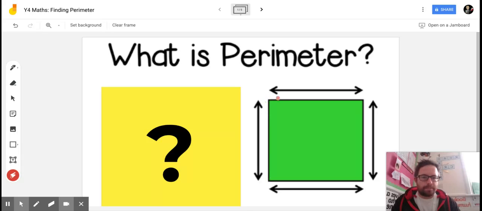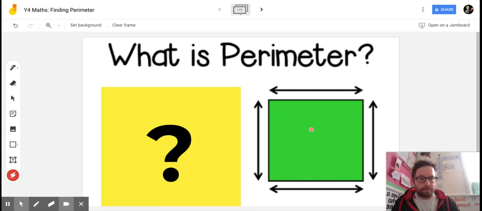The perimeter is, as you can see by the arrows, the measurement all the way around the outside of a shape. So it could be any 2D shape, and it's going all the way around the outside and basically measuring the edges and then finding the total of the edges. So in this case, we've got 4 edges to this shape.